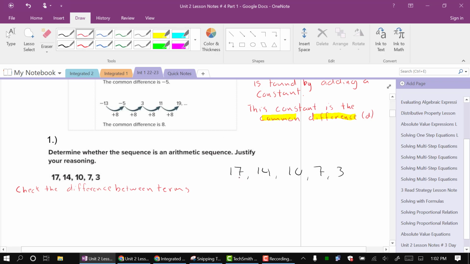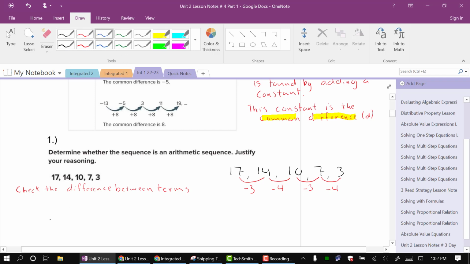So to go from 17 to 14, I need to subtract 3. To go from 14 to 10, I need to subtract 4. To go from 10 to 7, I need to subtract 3. And to go from 7 to 3, I need to subtract 4. So the difference between each of the terms is -3, -4, then -3, then -4.